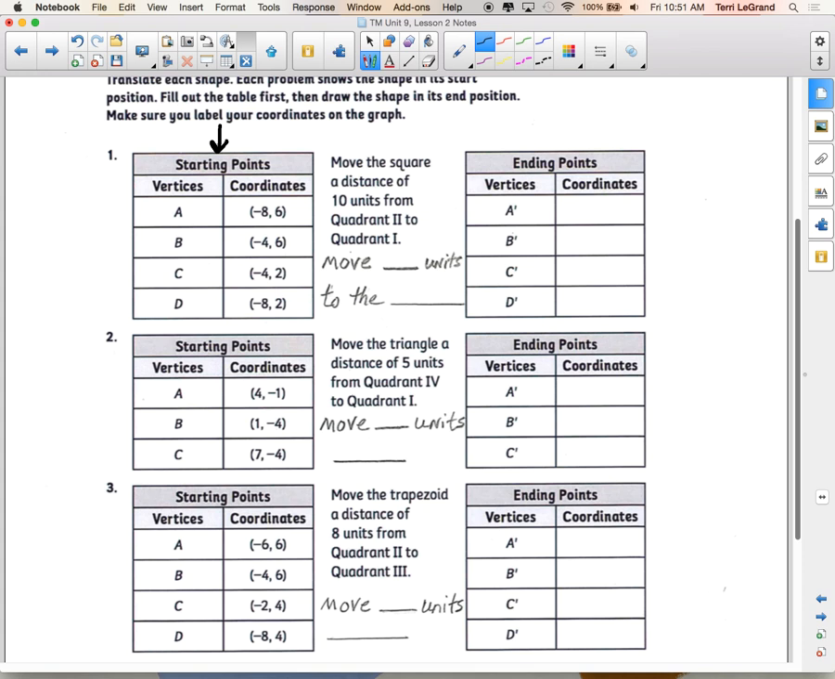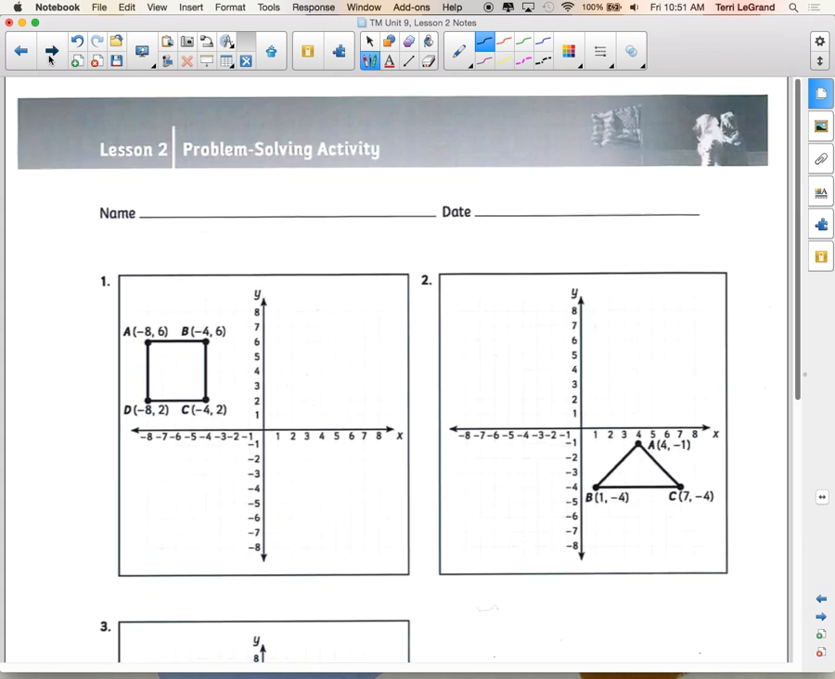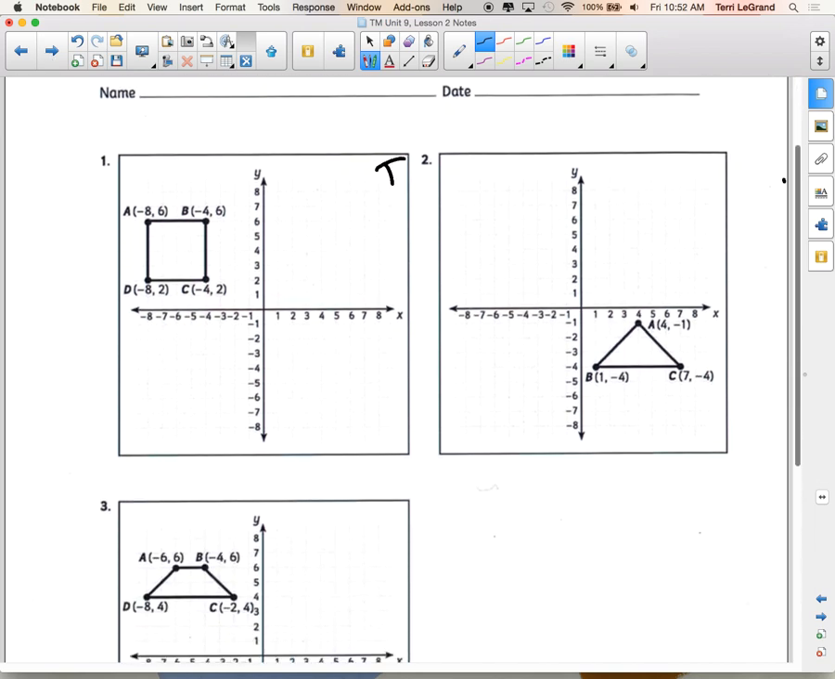Here's what they want us to do with number 1. They want us to move the square a distance of 10 units from quadrant 2 to quadrant 1. Is it in quadrant 2 right now? Okay, let's label those again, like we did yesterday. This is quadrant 1. This is quadrant 2, 3, and 4. So right now, the square is in quadrant 2, and they want us to get it to quadrant 1.